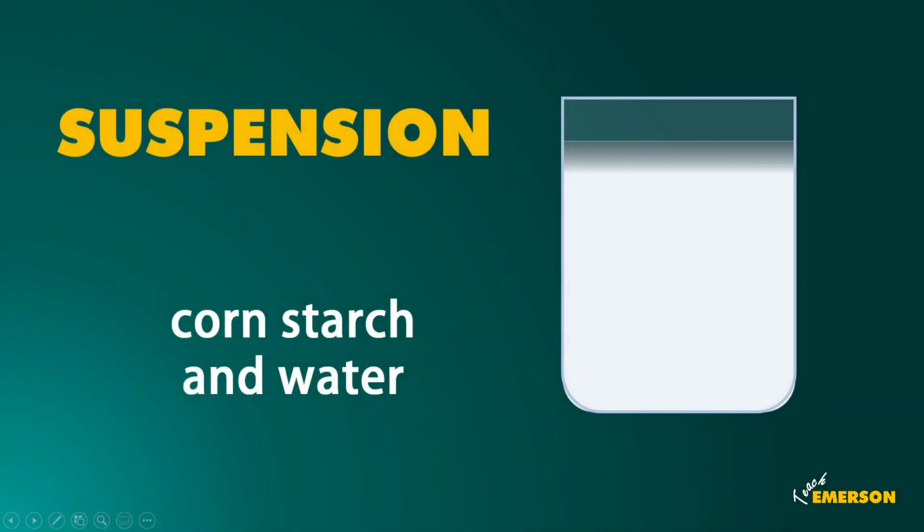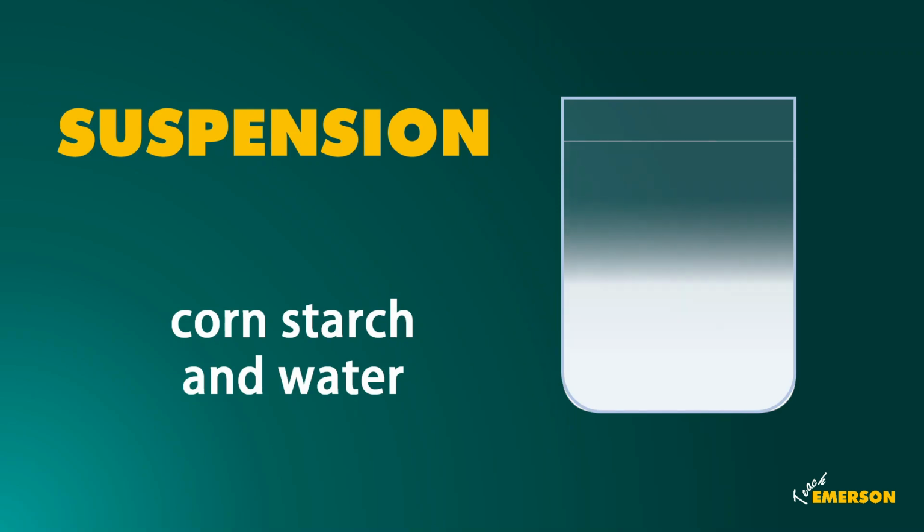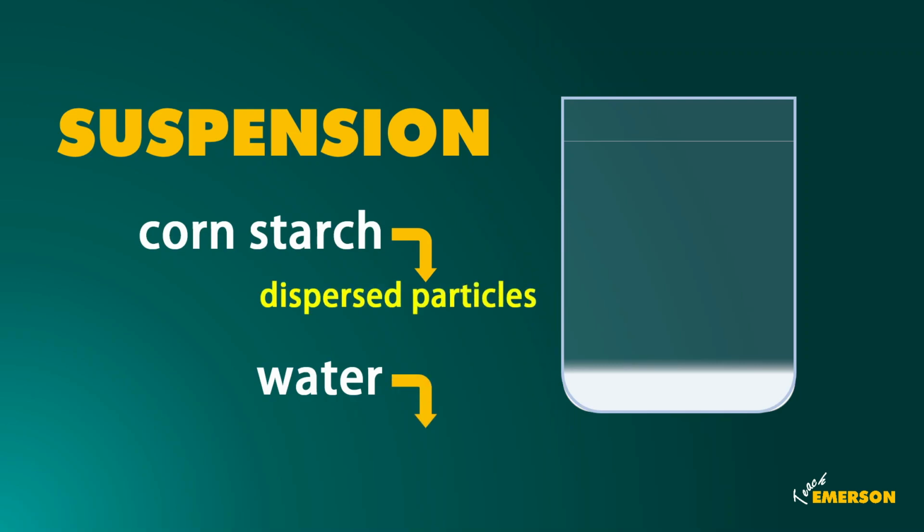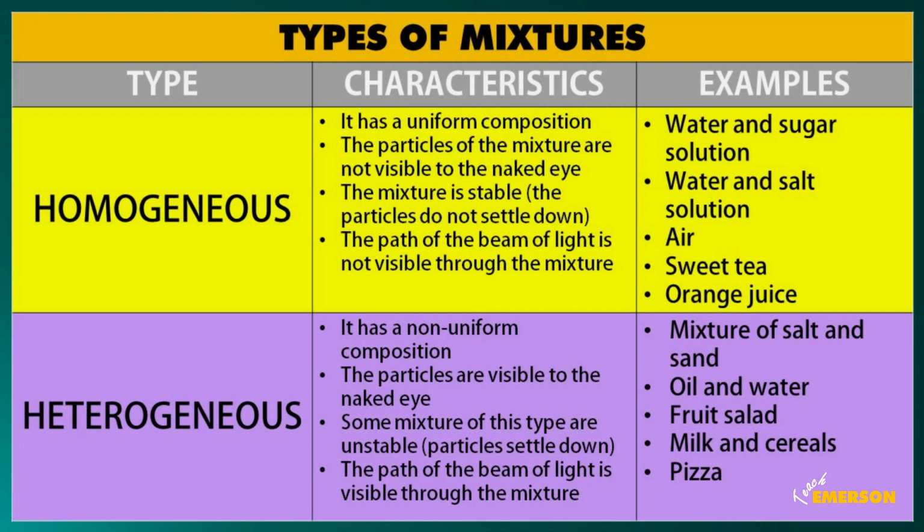Take for example the cornstarch when mixed in water. When left to stand undisturbed, the thick white layer of the cornstarch will settle at the bottom. The particles of cornstarch in this example are called dispersed particles, while water is the dispersion medium. Mixtures and their characteristics are summarized in this table. Study them for your reference.